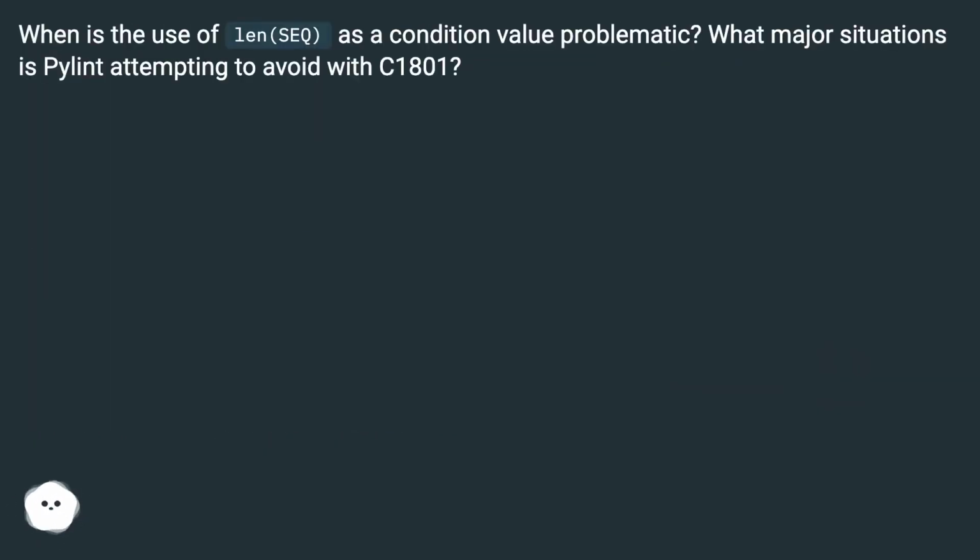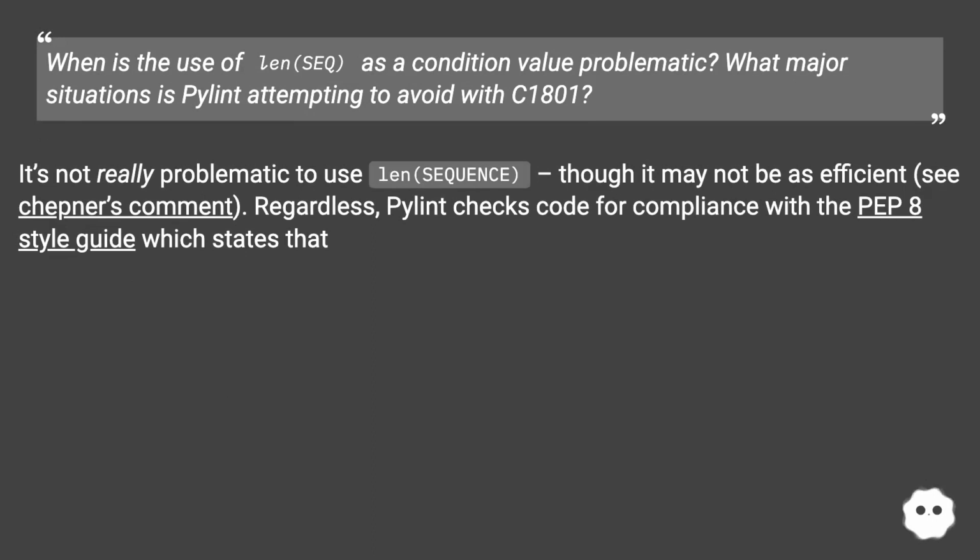When is the use of len sequence as a condition value problematic? What major situations is Pylint attempting to avoid with C1801?